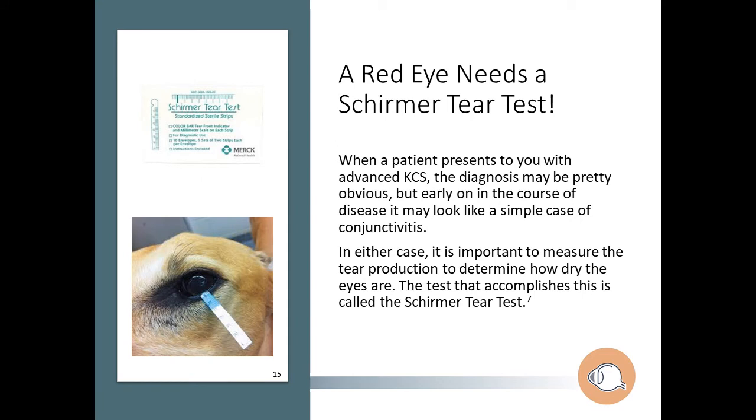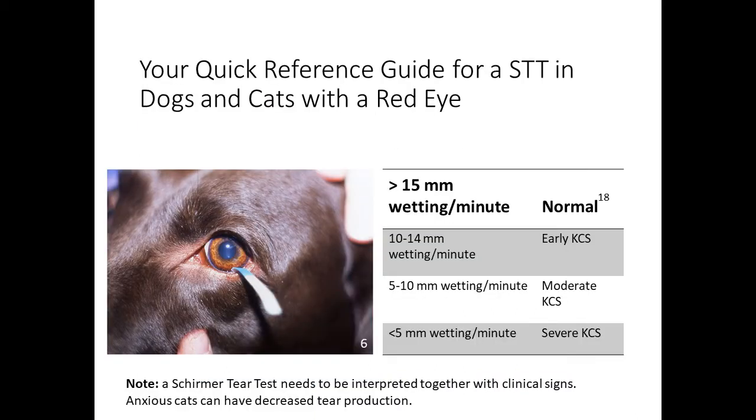Any red eye needs a Schirmer tear test. When a patient presents to you with advanced KCS, the diagnosis may be pretty obvious, but early on in the course of disease, it may look like a simple case of conjunctivitis. In either case, it is important to measure the tear production to determine how dry the eyes are. Here is a quick reference guide for the Schirmer tear test in dogs and cats with a red eye.